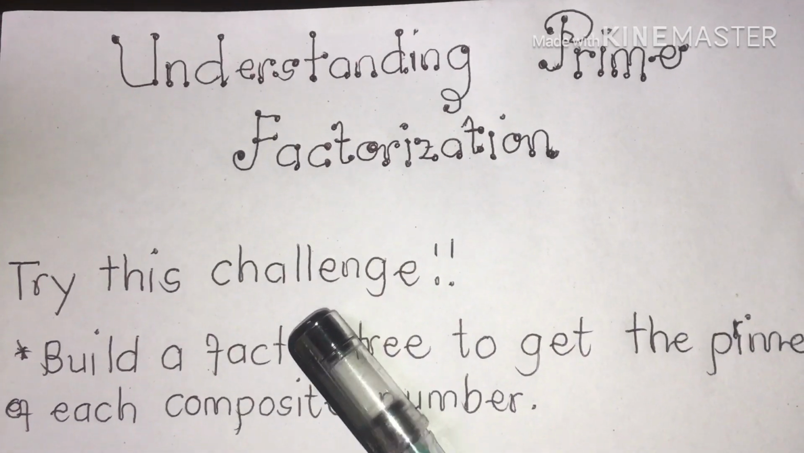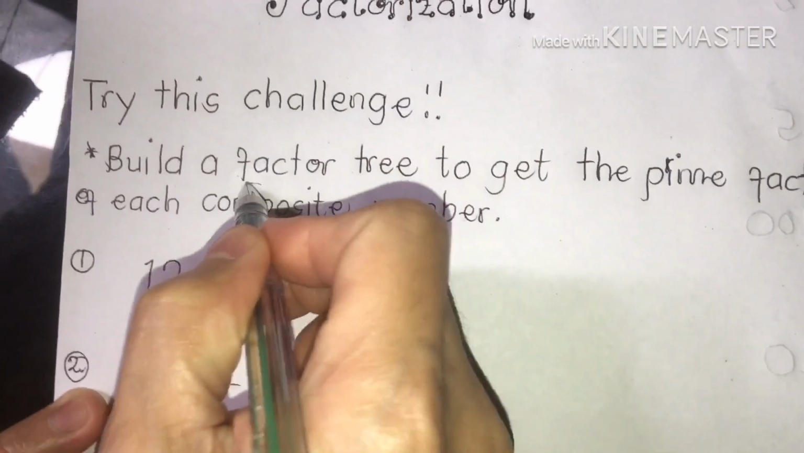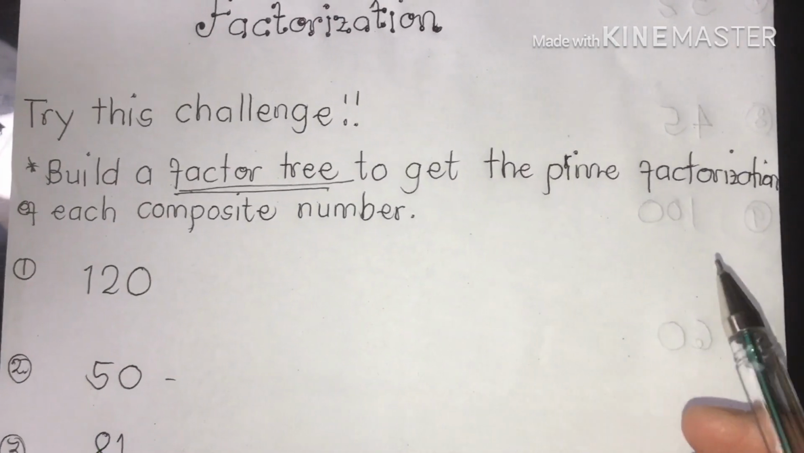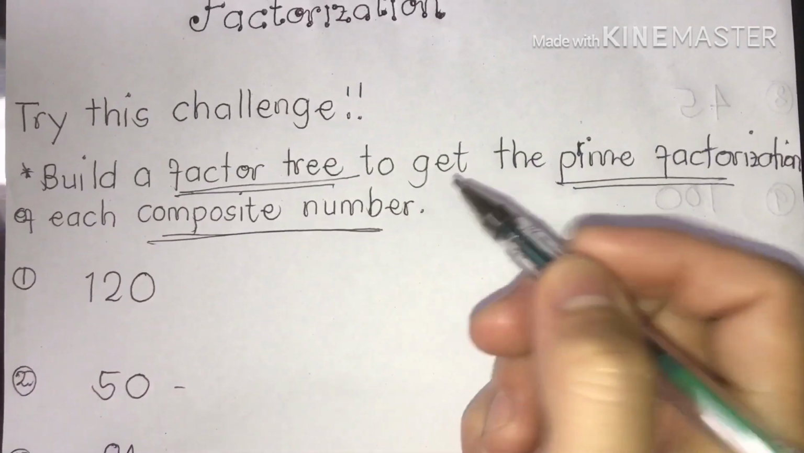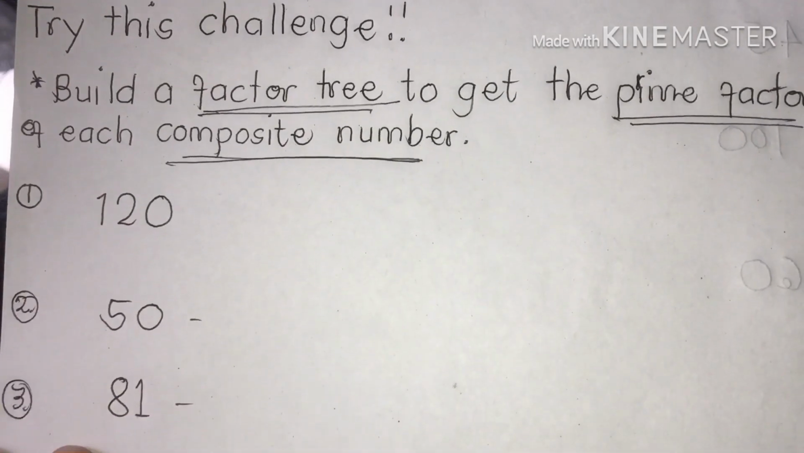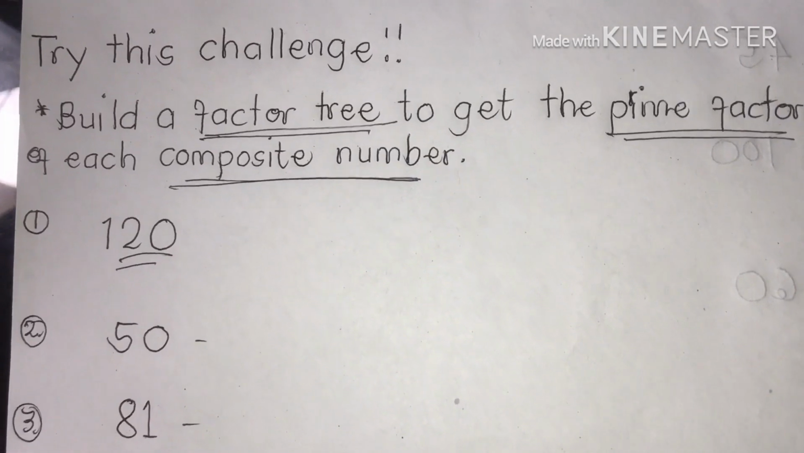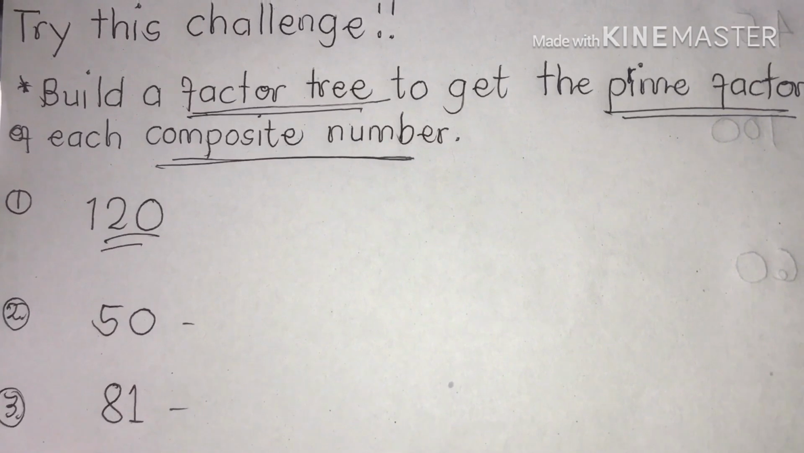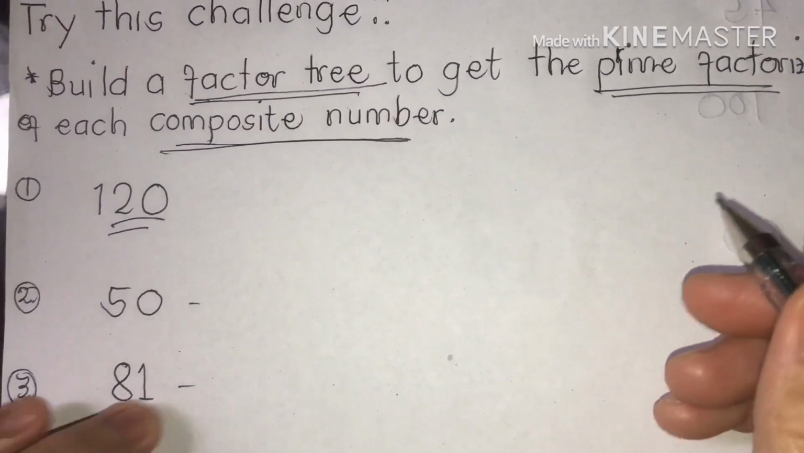Okay, here we go. We're going to apply our factor tree method. To build the factor tree, we're going to get the prime factorization of each composite number. Remember about composite numbers: we can multiply the given numbers, 2 or 3 or more of them. Whereas for prime numbers, we can only multiply the number itself. Okay, so we're going to proceed to our topic now.